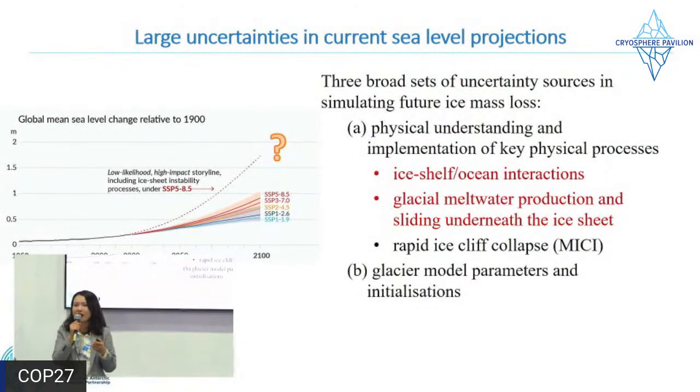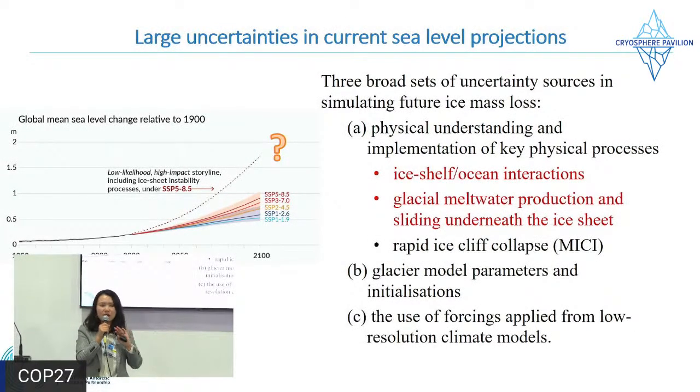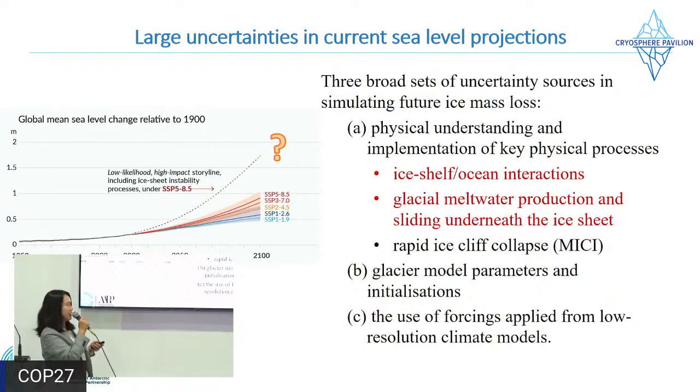The second one is our different ice dynamic models, how we set up our models, what kind of boundary conditions we use. This differs from, like what I just mentioned, the different forcings provided by CMIP5 and CMIP6, and how much confidence we have in those models. That's another big source of these large uncertainties.